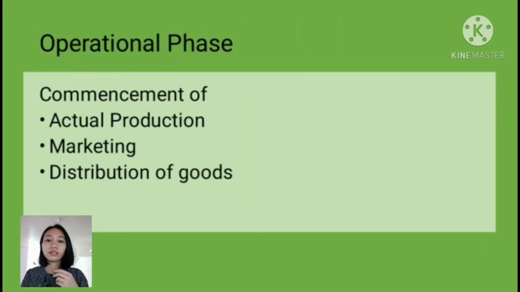So next we have the operational phase. In this phase, there is a commencement of the actual production, whether it be products or services to be offered to the public. And we have marketing, which involves the product itself, its price, promoting it, and the target market. And lastly, it has the distribution of goods.